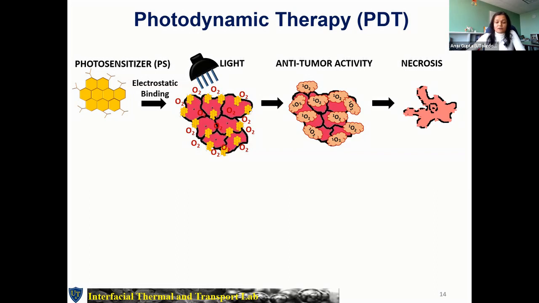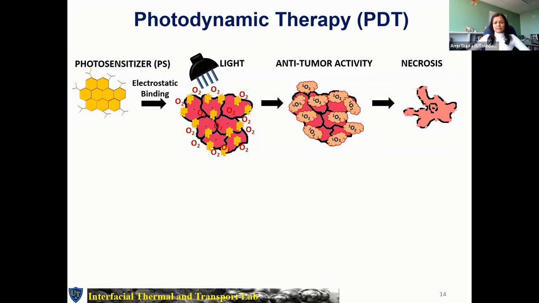So PDT, or photodynamic therapy, uses photosensitizers. These are fluorescent or dye-like molecules. They are sensitive to light, and they are introduced into tissues and exposed to light of a certain wavelength. It then forms reactive oxygen species with the oxygen that's already present in cells. And these ROS, or reactive oxygen species, kill the cells.